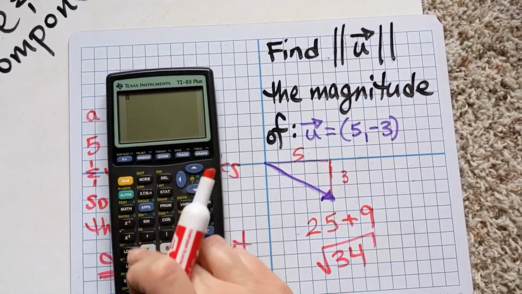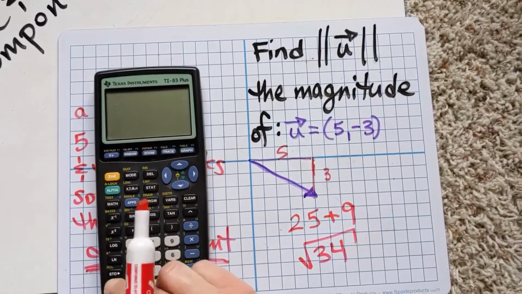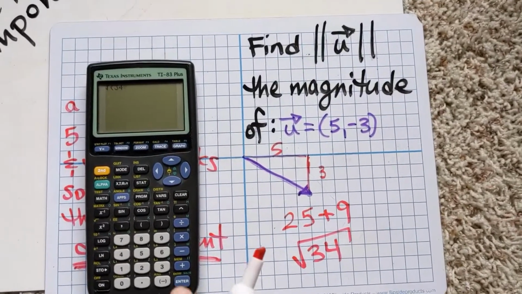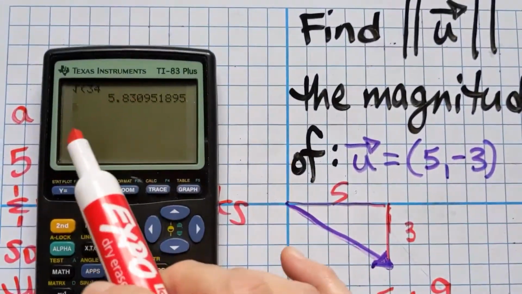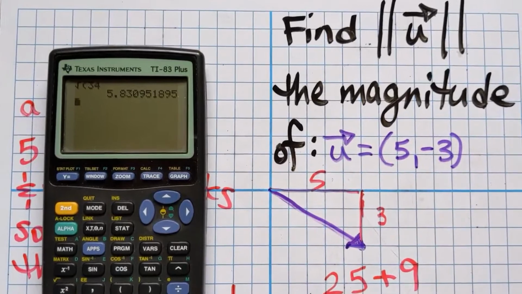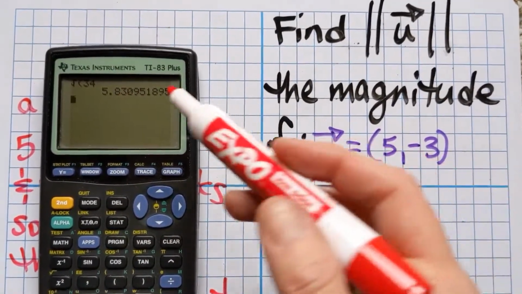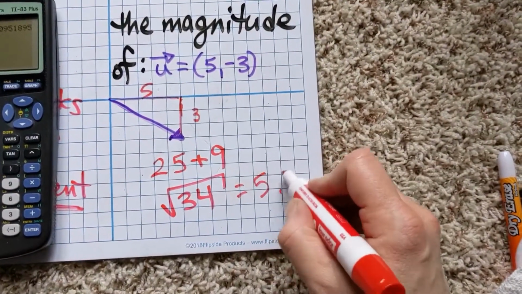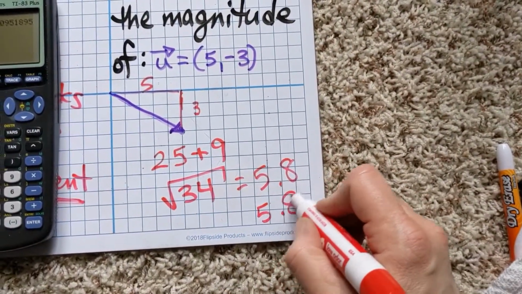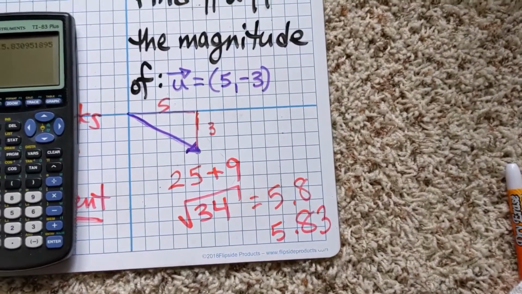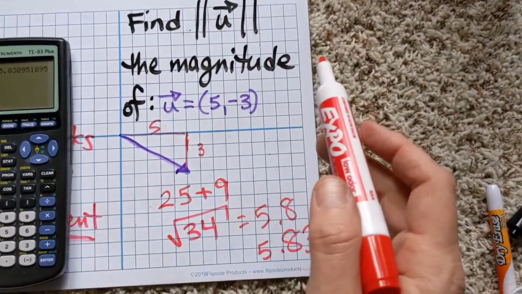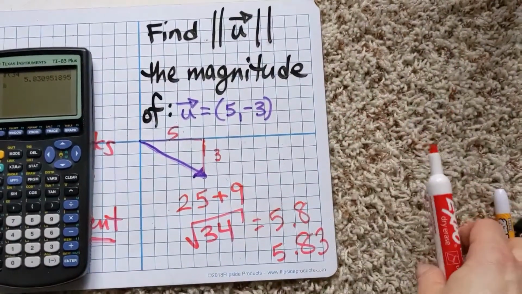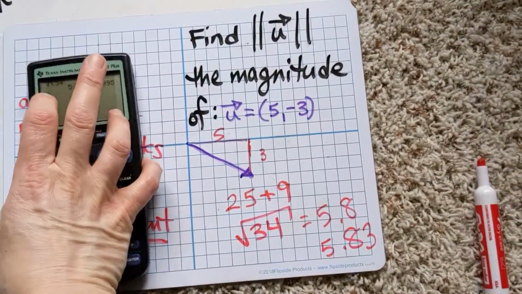Or they might want a decimal. So come over to your calculator, and if you square rooted 34, I get 5.83. They'll probably say round to the nearest tenth or the nearest hundredth. So something like that could either be 5.8 or 5.83. And that'll be the type of answer they're looking for. Again, magnitude, or this symbol meaning magnitude, is essentially the length of the hypotenuse.